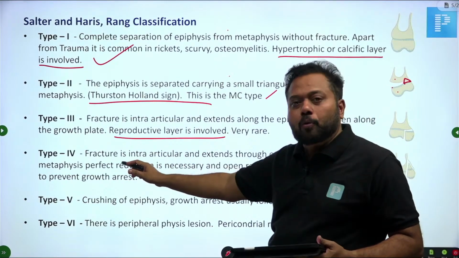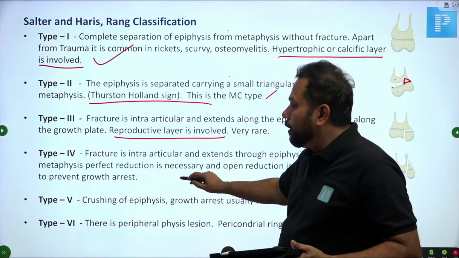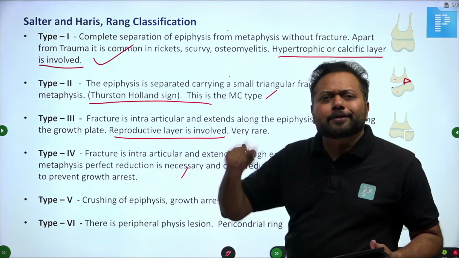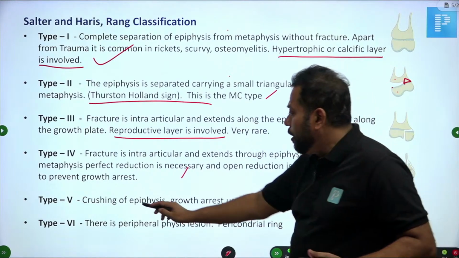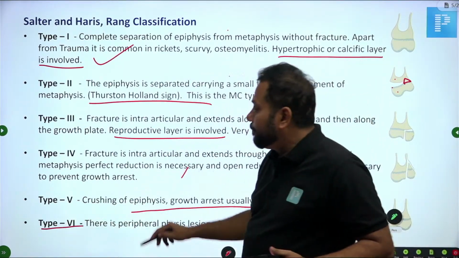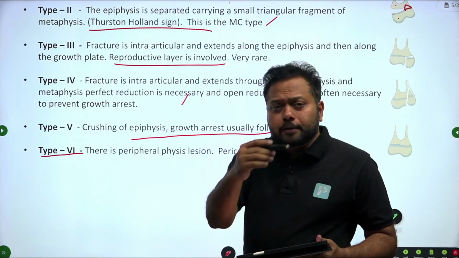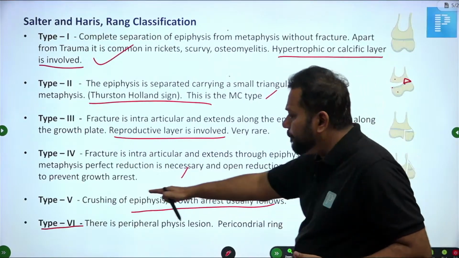That is type 4. Unless otherwise you do open reduction internal fixation perfectly, this will cause growth arrest. Type 5 and type 6, worst prognosis, crushing of epiphysis. Whatever treatment you do, this will go for growth arrest. And type 6 is the latest addition, because even in standard undergraduate textbooks, they are given only up to type 5.